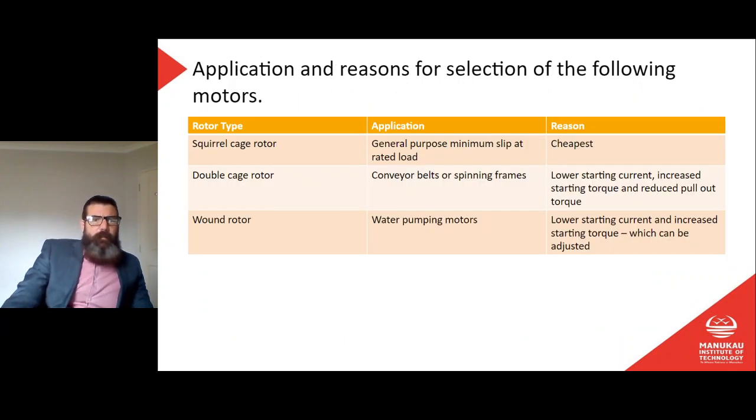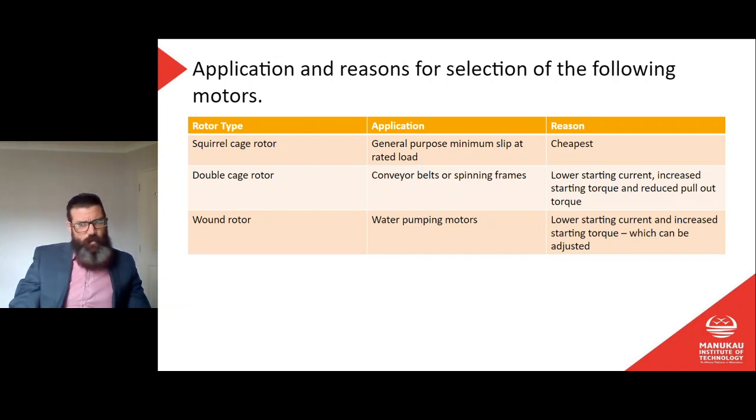Application and reasons for selecting the following motors. Right, for the squirrel cage, general purpose, minimum slip at rated load, and it is the cheapest. So that's our kind of default option, if you like. A double cage rotor, conveyor belts or spinning frames, because of those slightly different torque characteristics, right?